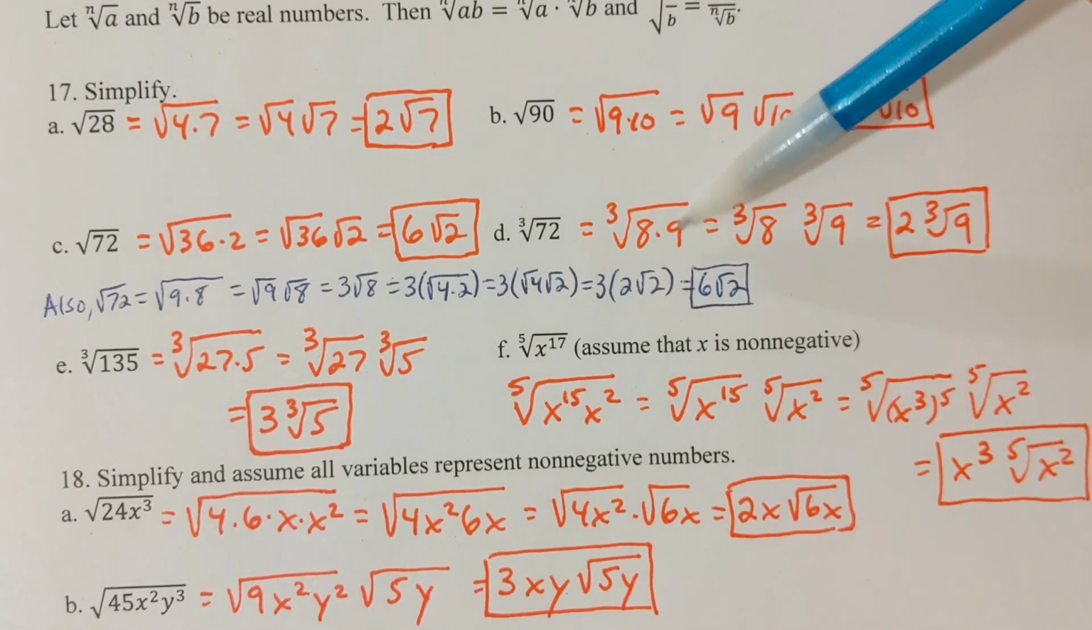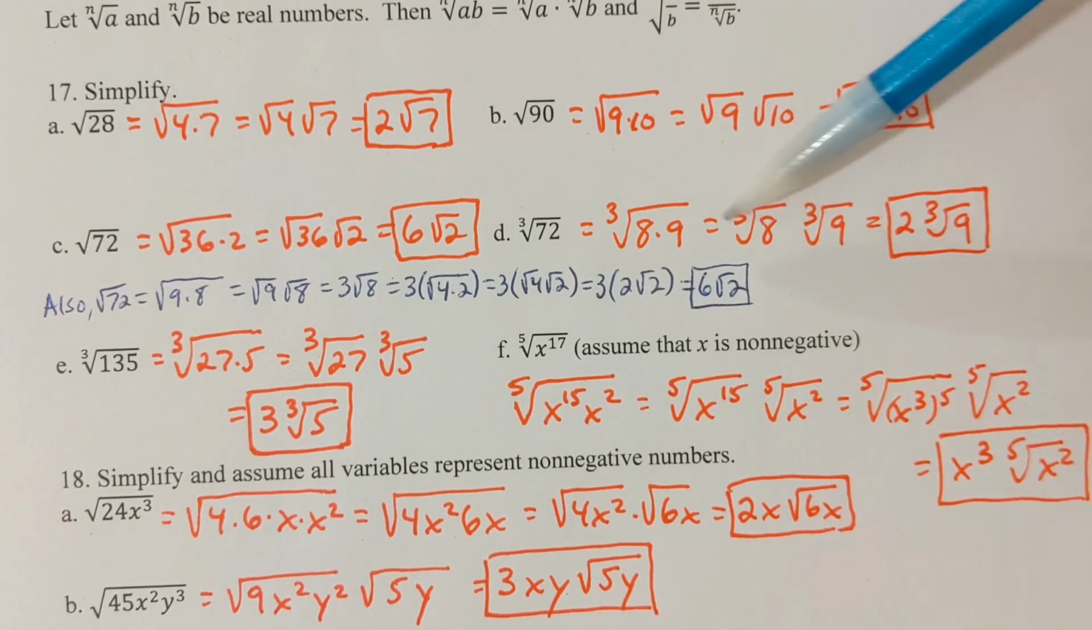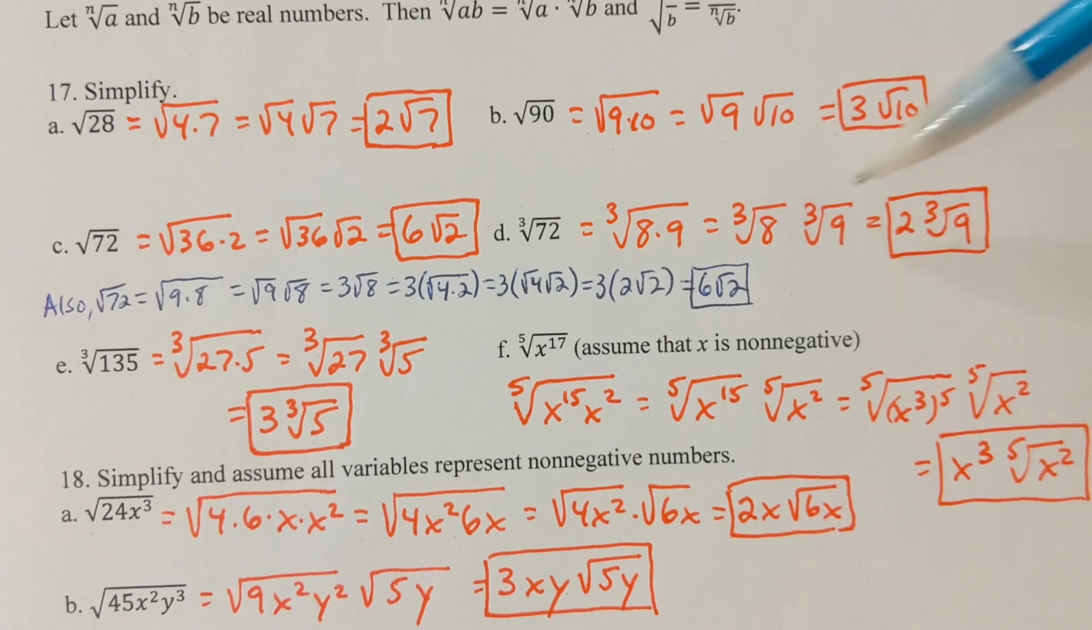Now, 8 times 9 is 72, and if I split that, I know the cubed root of 8 is 2. The cubed root of 9 doesn't break down further for us, so that would be the leftover, and 2 times the cubed root of 9 then would be my answer. That'd be in completely simplified form.